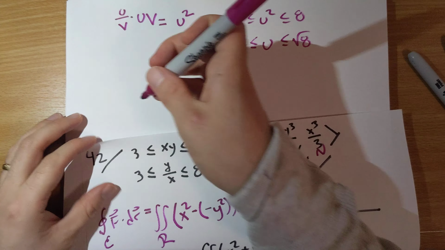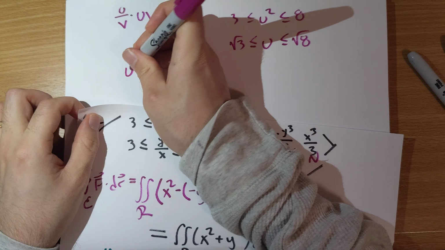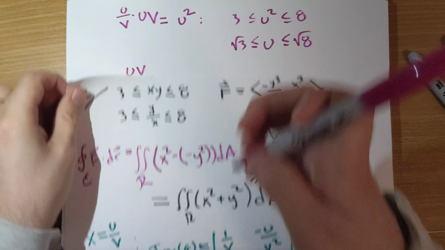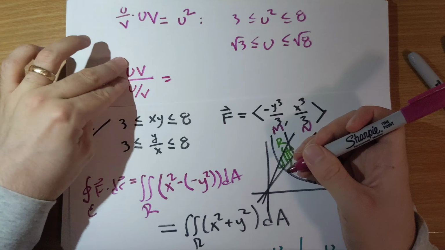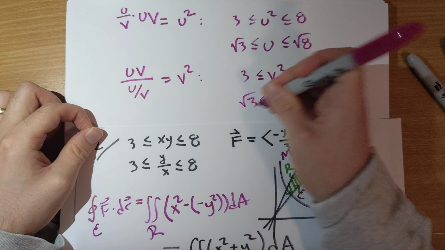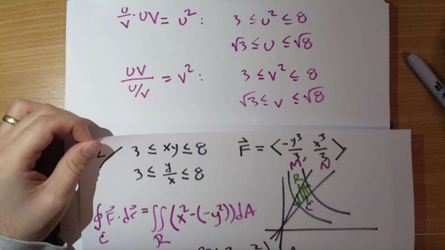Y over x. Y is u times v. X is u over v. The u's cancel, and we end up with v squared here. So v squared is also between 3 and 8. So v is also between square root 3 and square root 8.